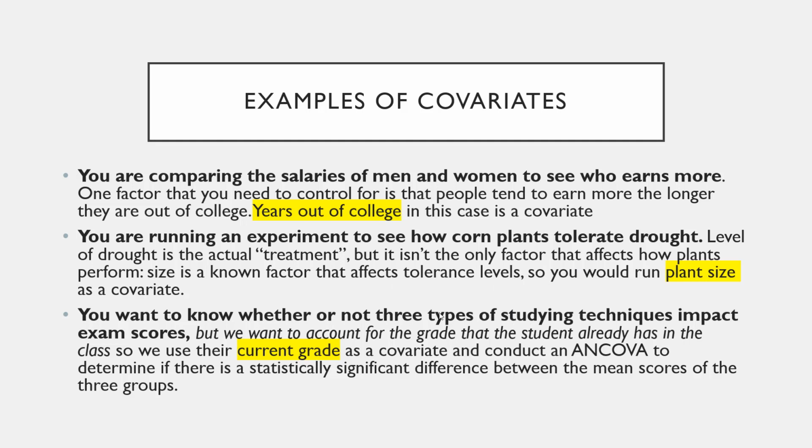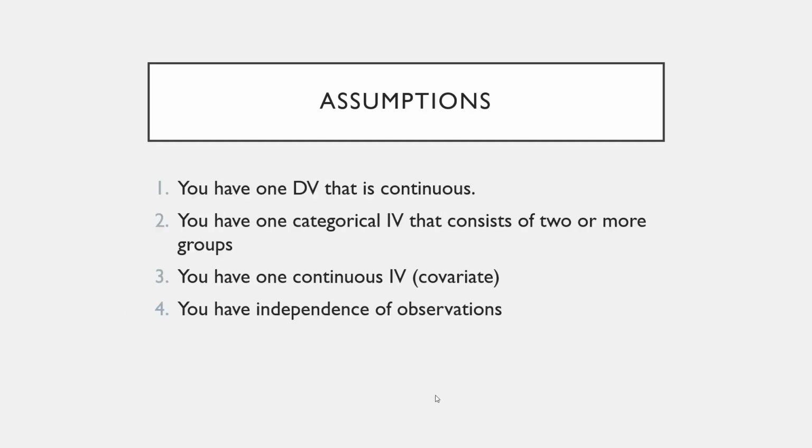Say you want to know whether three types of studying techniques impact exam scores, but we want to account for the grade that the student already has in the class. So we use their current grade as a covariate and conduct an ANCOVA to see if there's a statistically significant difference between the mean scores of the 3 groups.